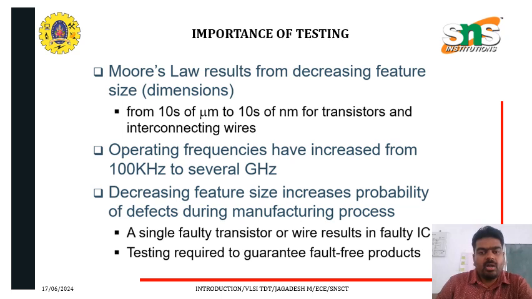And the importance of testing mostly results from decreasing feature size, that is dimension, from tens of micrometers to tens of nanometers for transistors and interconnecting wires. Operating frequencies have increased from 100 kilohertz to several gigahertz. Decreasing the feature size increases the probability of defects during the manufacturing process.